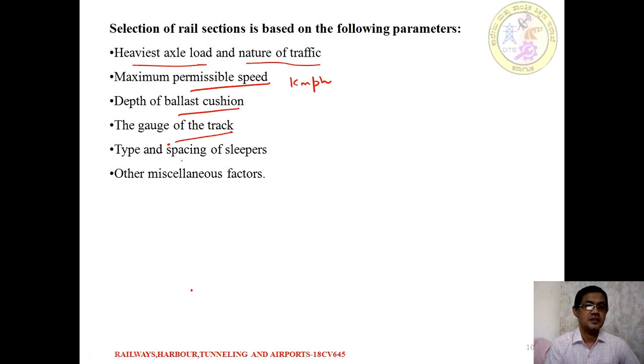Next is the type and spacing of the sleeper. What exactly is the distance between two sleepers we are providing, and which type of sleepers we are using. It may be wooden, steel, or pre-stressed. Depending upon that, the rail is going to be selected. The last point is miscellaneous factors, and those miscellaneous factors we will discuss one by one.